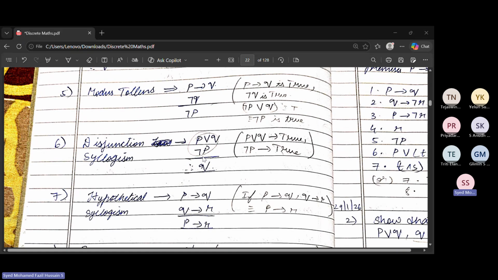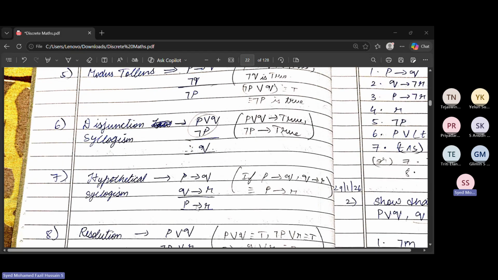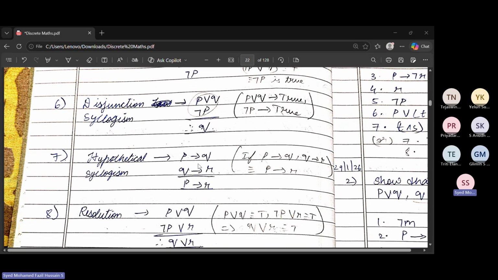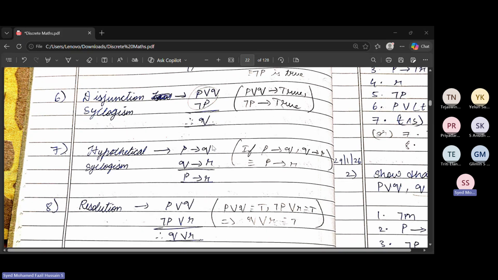Okay, so this is what disjunctive syllogism is. If not P is given and P or Q is given, then it implies that Q is true. Hypothetical syllogism is like a chain: if P then Q, and Q then R, then it implies that P implies R.